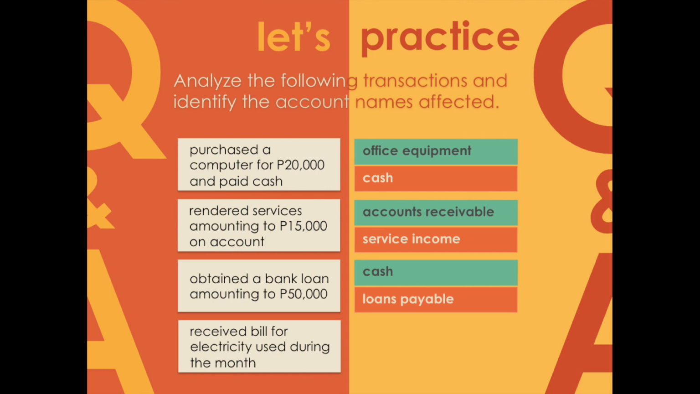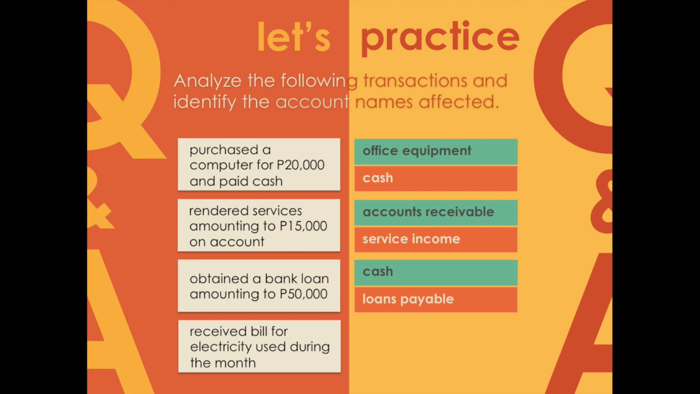Last, we have received bill for electricity used during the month. Here we see electricity was used, and this would indicate that the company benefited by using the service. And this is recorded using the expense account. In this case, utilities expense. What did the company give? Did it pay cash? Not yet.